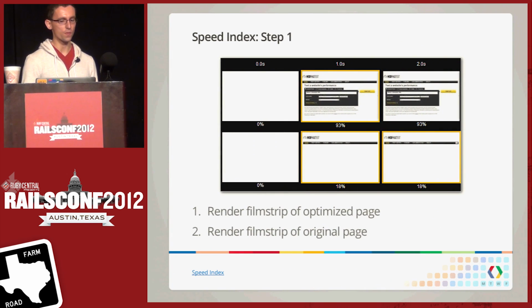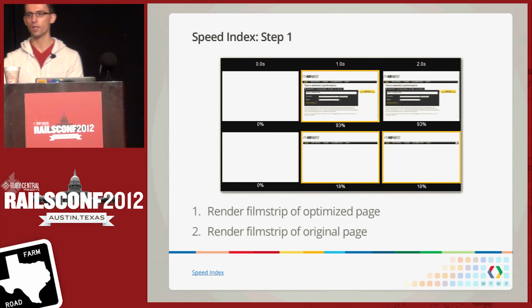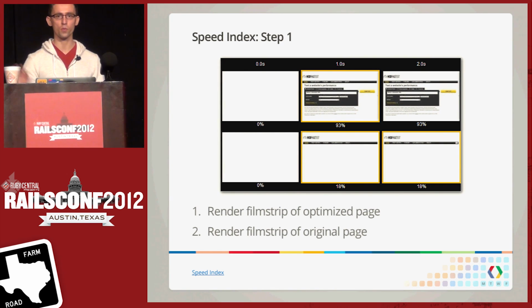So how are we going to do this? We're going to take a look at the same page, right? Step 1 is to render 2 film strips of the same page using WebPageTest. At the top, we have an optimized page, and on the bottom, the unoptimized page. Here we're capturing frames about 1 second apart. And 1 second in on the optimized page, most of the page is pretty much rendered. On the unoptimized page, you can see that the body is still missing, right?